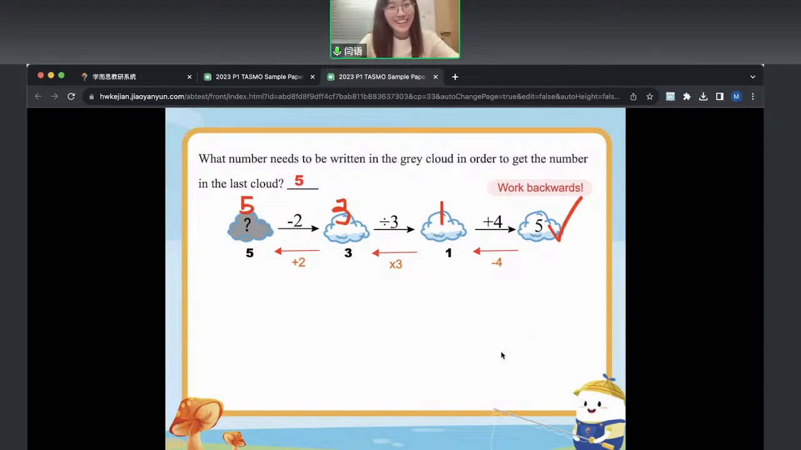Okay. So here you see, for such a question, it is about working backwards. And usually during class, we call that a train diagram because it just looks like a train, right? Draw the diagram from left to right and calculate it from right to left.